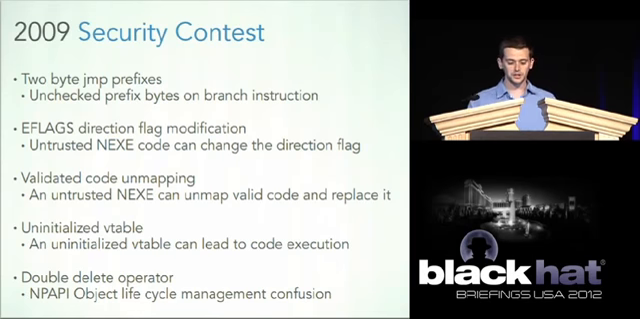Another one was this double delete operator, which was found in the NPAPI runtime. This was sort of confusion between who was responsible for freeing the C++ object. Was it the NPAPI backend code or was it the Native Client code? And although Native Client no longer uses NPAPI, you can still find the same types of issues with PPAPI.